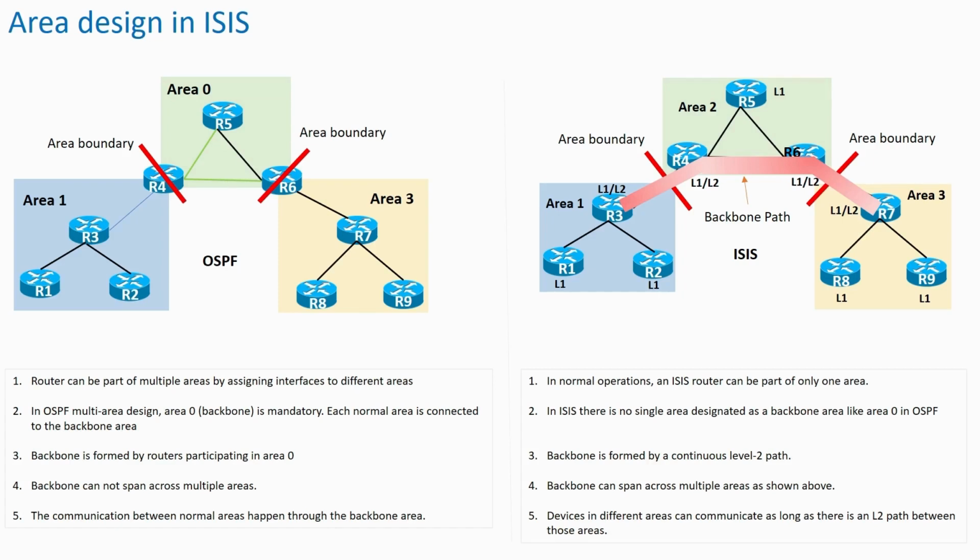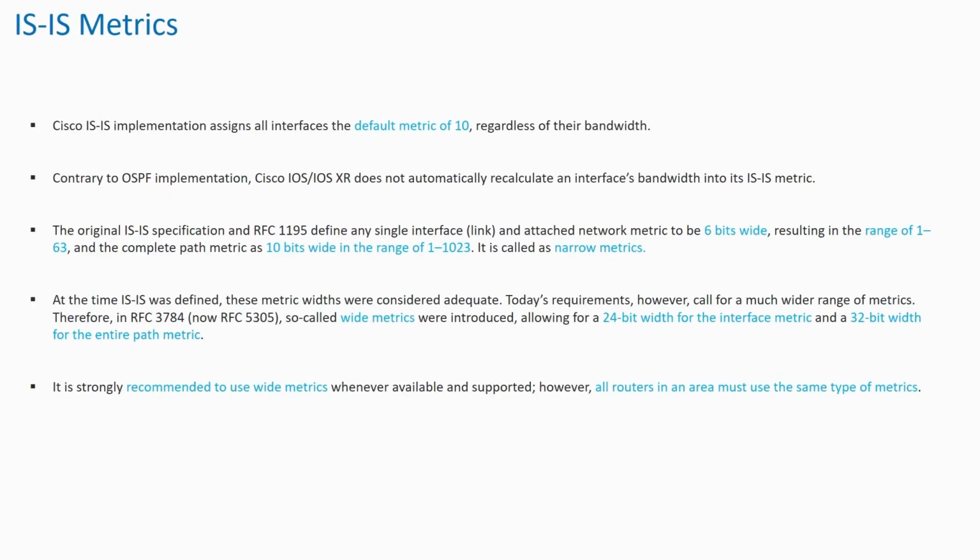In OSPF, the communication between normal areas happen through the backbone area. But in case of ISIS, devices in different areas can communicate as long as there is an L2 path between those areas. Now let's talk about the metrics used in ISIS. Cisco ISIS implementation assigns all interfaces the default metric of 10 regardless of their bandwidth. It means that a 100 Mbps interface and 1 gig interface will have the same metric of 10.